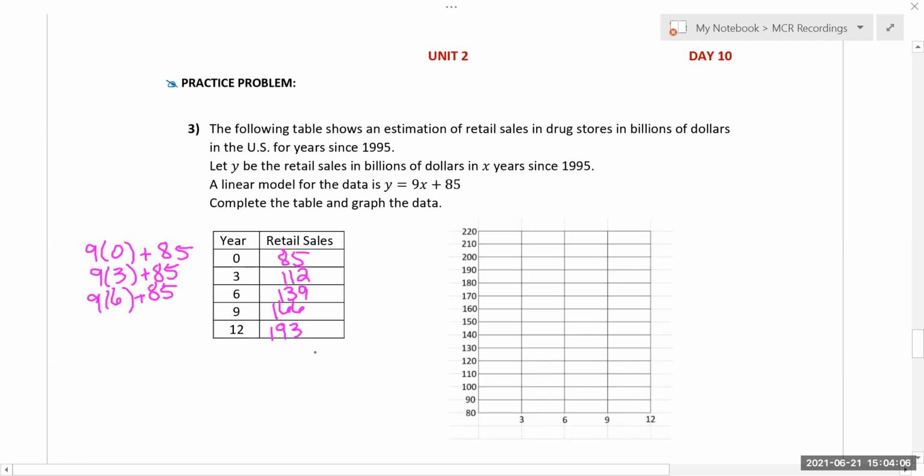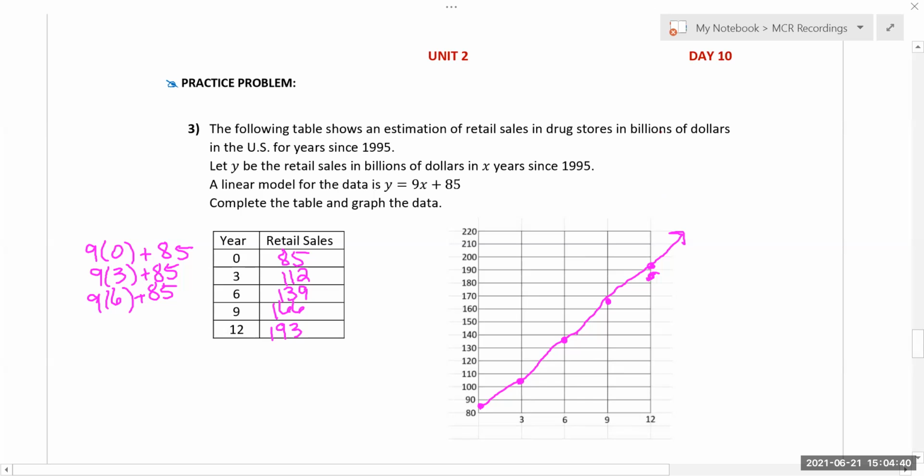Okay. So putting those in, now we graph them. 0, 85, 3 is 112, 6 is 139, 9 is 166, and 12 is 193. Oh, I didn't go high enough. And that's your linear line. All right, that's pretty good. We can tell it has a positive slope because the slope is 9.